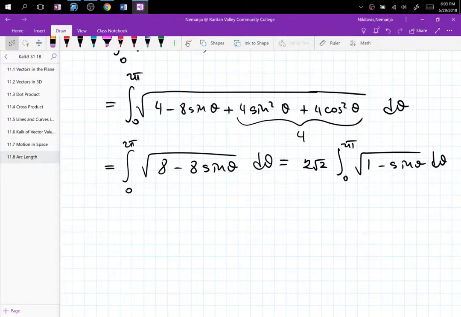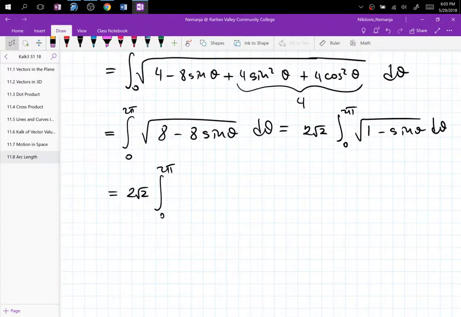Yeah, we should do some identities. I just have to figure out which one to use. So 2 root 2 integral 0 to 2 pi. Now we can use the... oh no, this is a sine. I need a cosine here. The cosine would give us the nice answer. Sine is not giving us a nice answer.